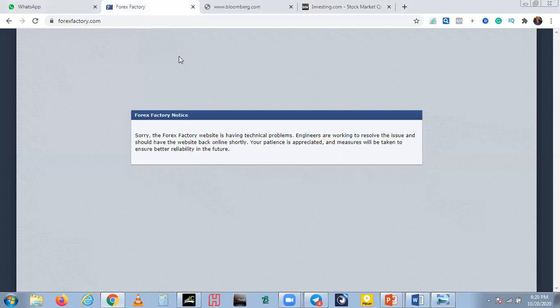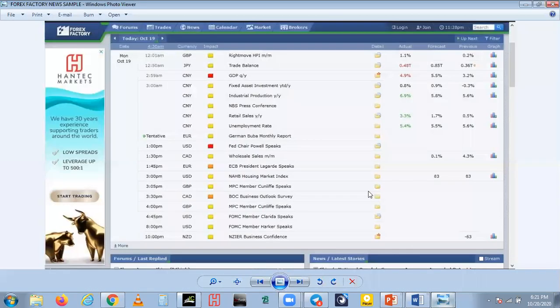I opened this website today and it's telling me all these technical problems, but yesterday it was showing just fine. So we use it to find out news for a particular country's currency. Since it's not showing us the website, let me just go to this picture here and show you how it will look when you enter the website.